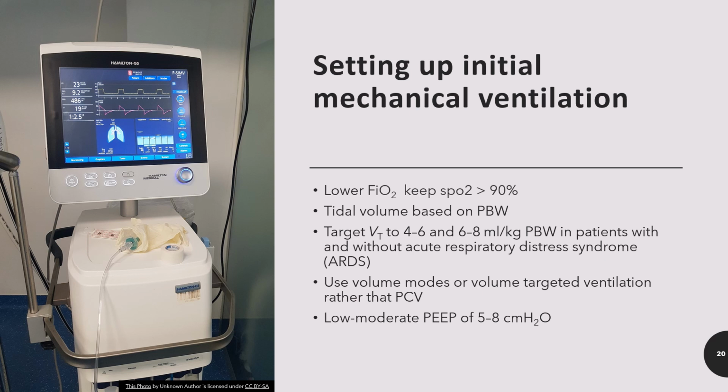Initially, you're going to start with a low to moderate PEEP, anywhere from 5 to 8 centimeters of water, and then you can titrate the PEEP based upon your blood gas. I'm going to get a little bit more into adjusting these settings. These are the initial settings you would set up for a patient who's on mechanical ventilation.